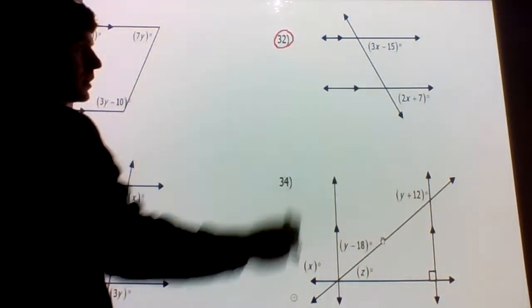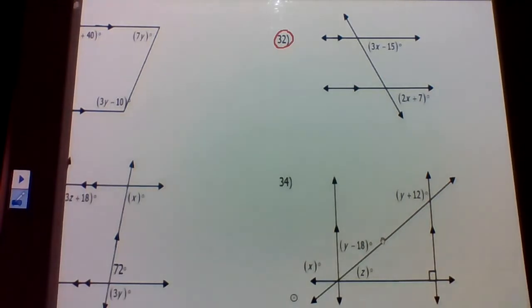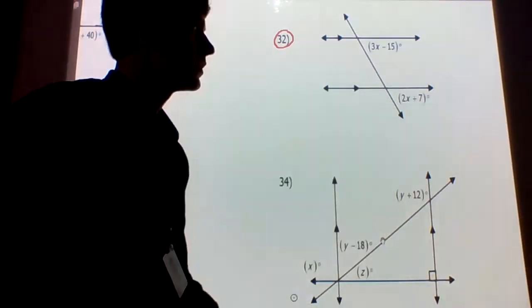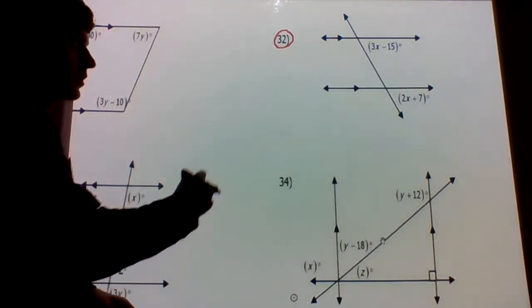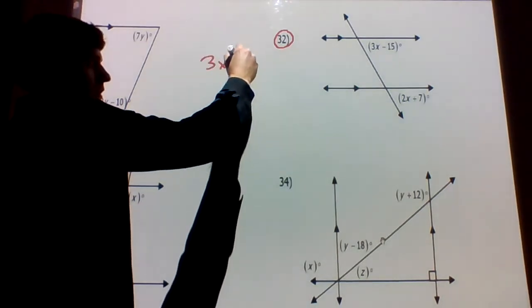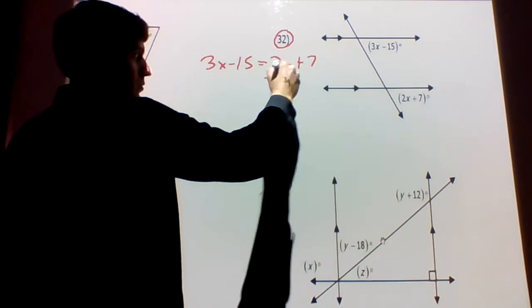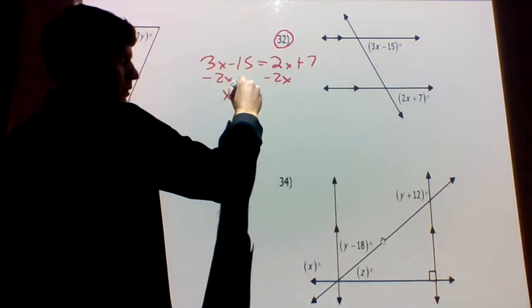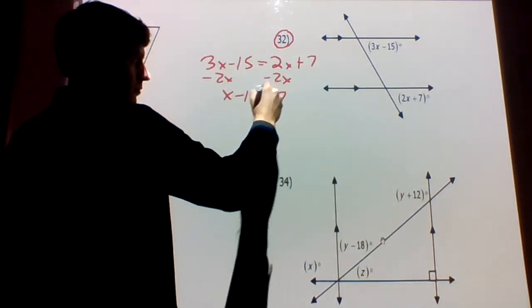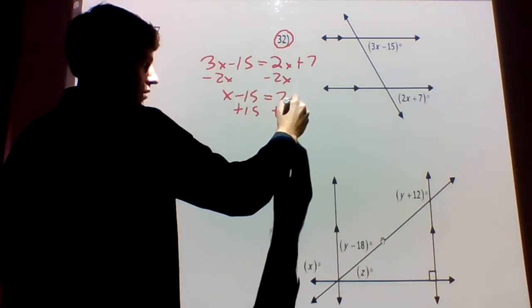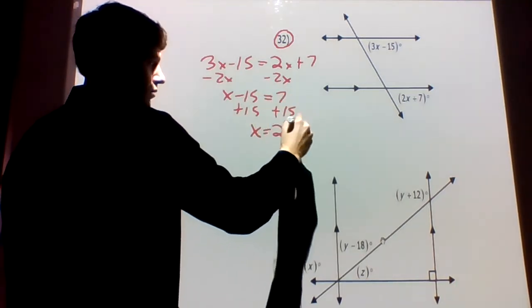Okay, these are corresponding angles. The lines are parallel. Since the lines are parallel, corresponding angles are congruent, so we know we have 3x minus 15 is going to be equal to 2x plus 7. Subtract 2x from both sides. We get x minus 15 equals 7. Add 15 to both sides. We get x equals 22.